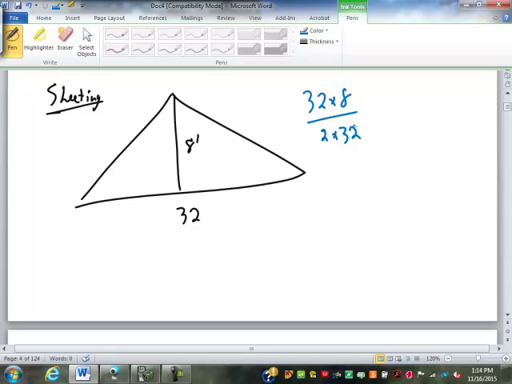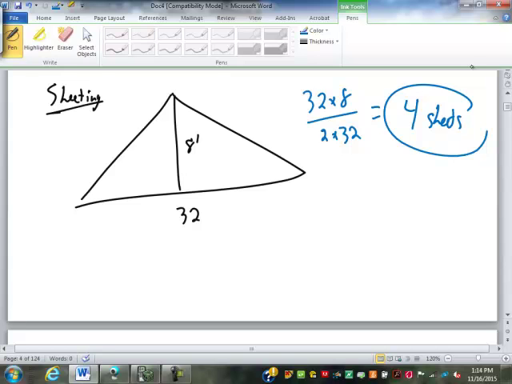Where did that 32 come from? What's that? That's the area of a single sheet. Very good. That gives me 4. That's 4 sheets for one gable end.